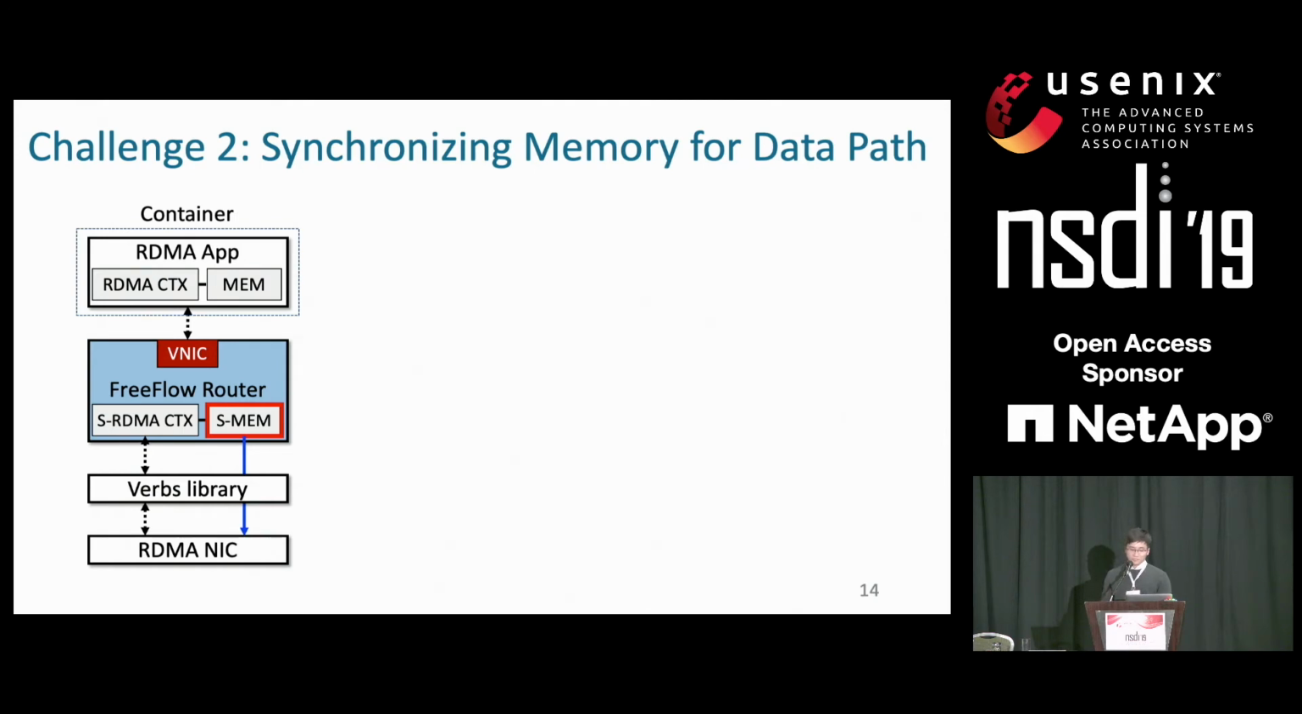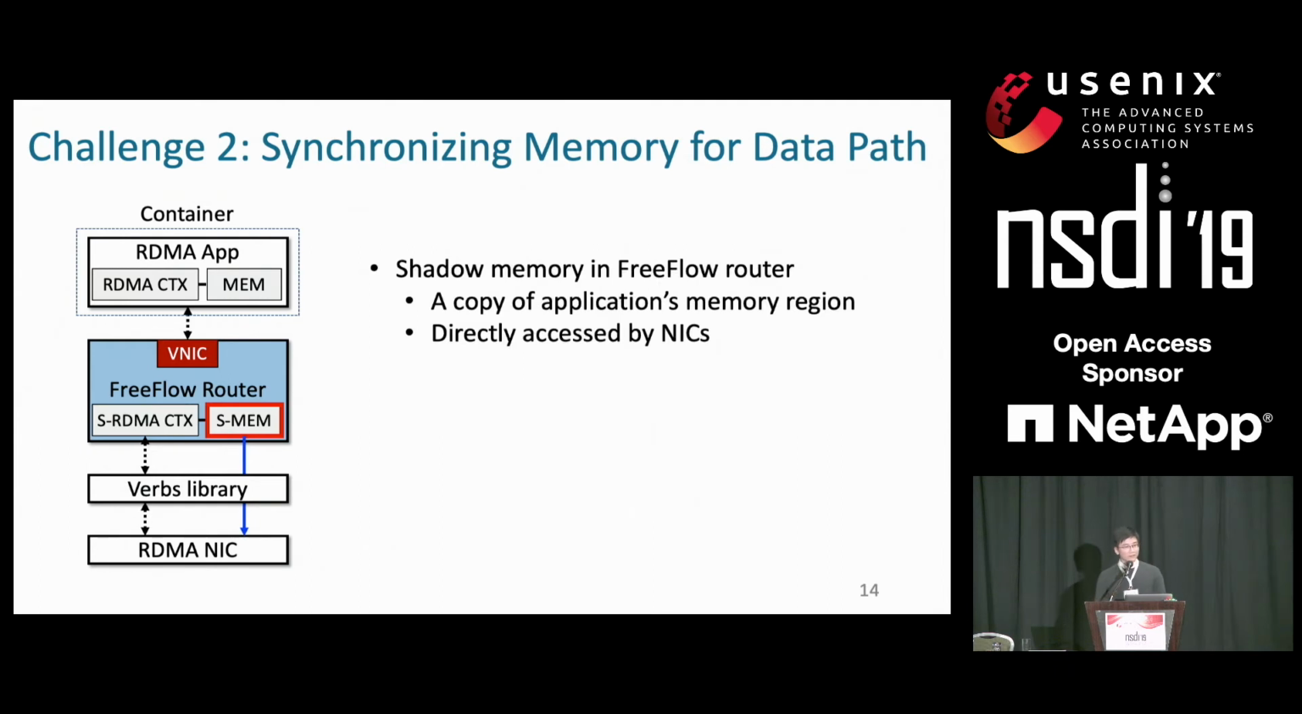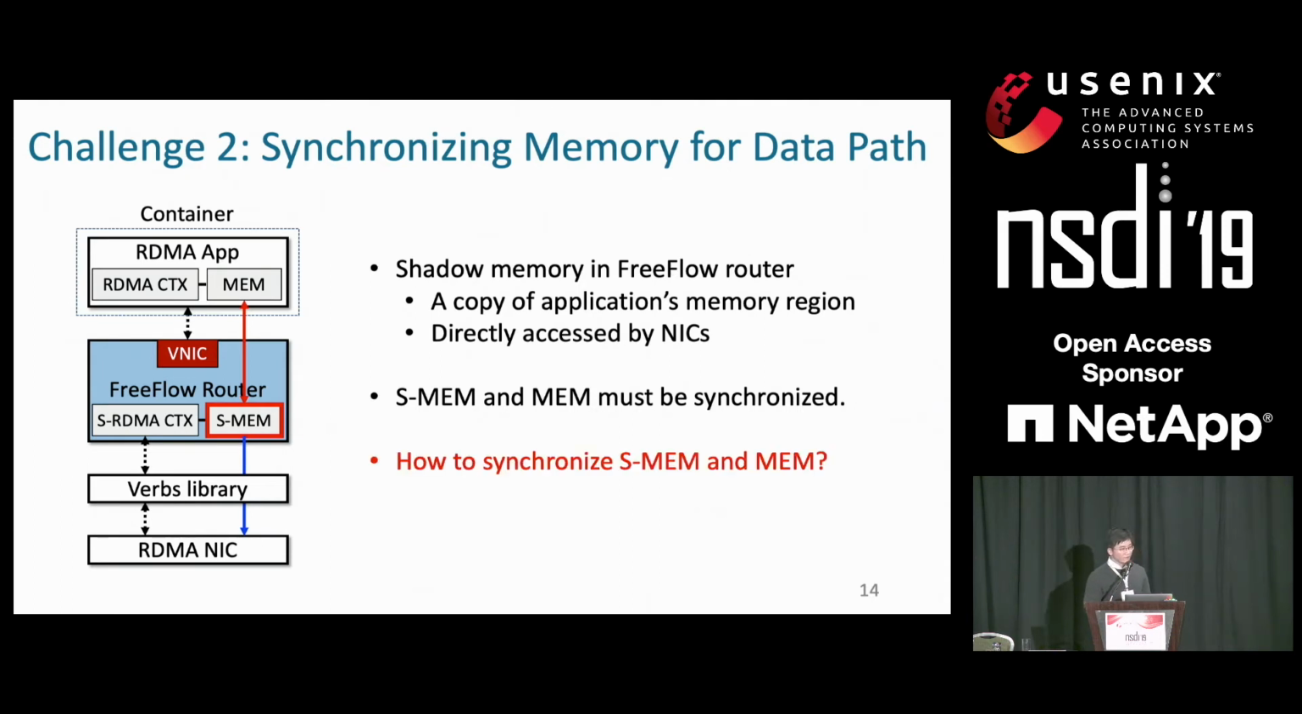And the second challenge is how to synchronize the shadow memory and app memory region without involving much system overhead in the data path. As mentioned earlier, the shadow memory is a copy of the application memory region, and the NIC directly accesses the shadow memory instead of the app memory region. And those memory regions must be synchronized for correct data path operations. However, we observed that the synchronization is not trivial because of the characteristics of RDMA operations. And I'll explain this challenge with an example.